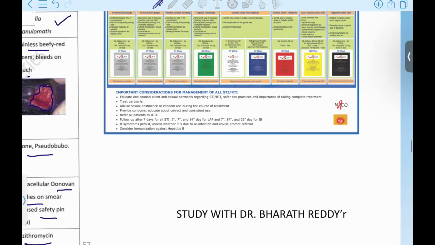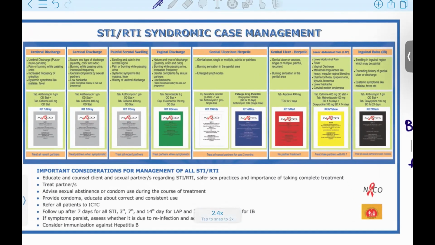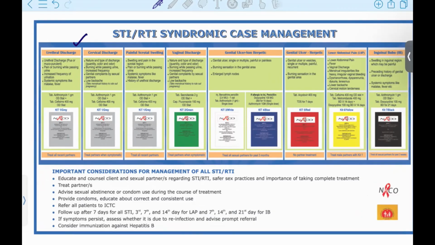And here you can see STD syndromic case management. So this is also a commonly asked question. Another one is also added, that is the brown color. Brown color is given for anorectal discharge, a new update. But what about the remaining ones? Gray is for patients with urethral or cervical discharge. The green color is for vaginal discharge, and blue is for genital ulcers which are non-herpetic. And the red color is for the herpetic types, in which you will be having acyclovir.